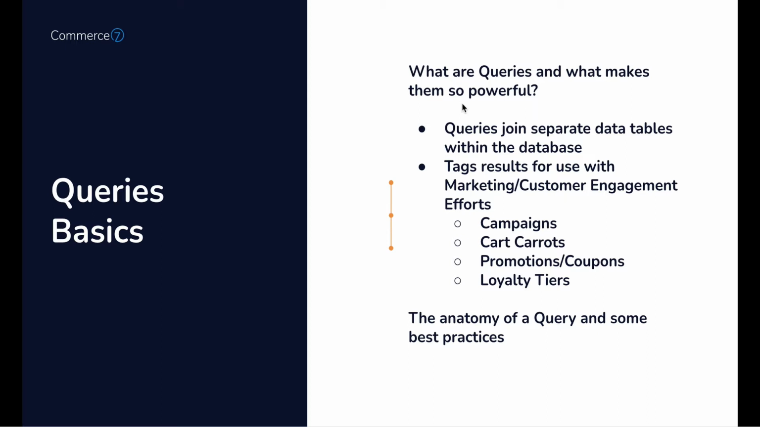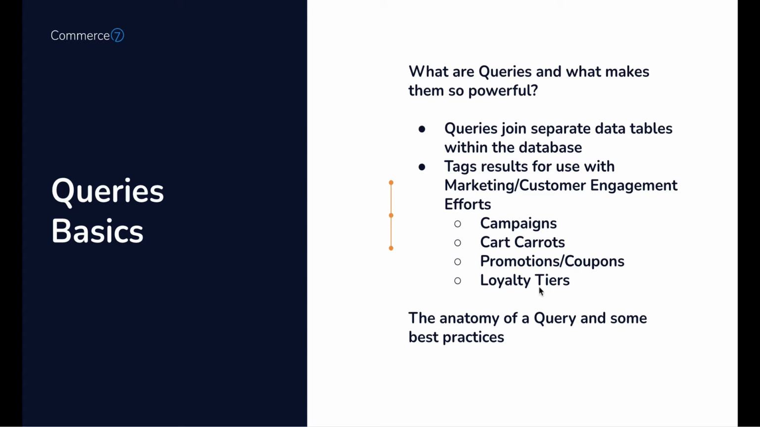Within Commerce7, there are many things that you can do with regard to marketing and customer engagement efforts. For instance, you can tag those results so that you can send campaigns, cart carrots, create promotions and coupons, and create loyalty tiers, among other things. And that's precisely why queries are great. Not only can you download the raw data that you can play with if you'd like, but the fact that you can do all of these things with the results is incredible for your business.